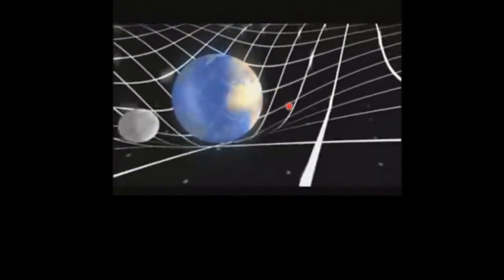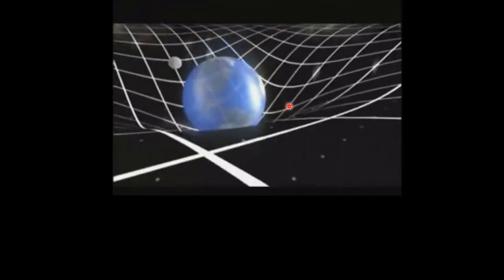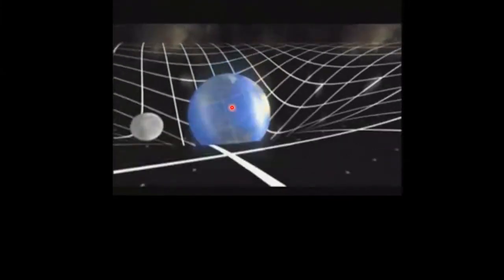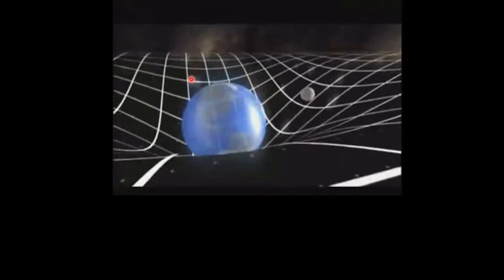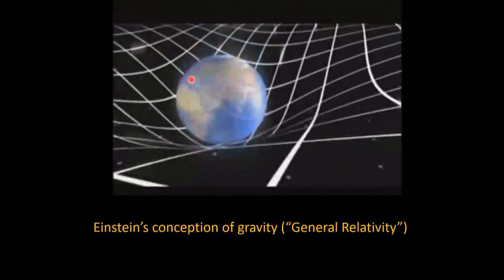There's no mention of any force per se. We don't have to draw an arrow to picture this. So this is called space-time curvature, and in the absence of a large mass like a planet, this sheet would look flat. It's the presence of this enormous gravitating body that causes the warping of space-time.